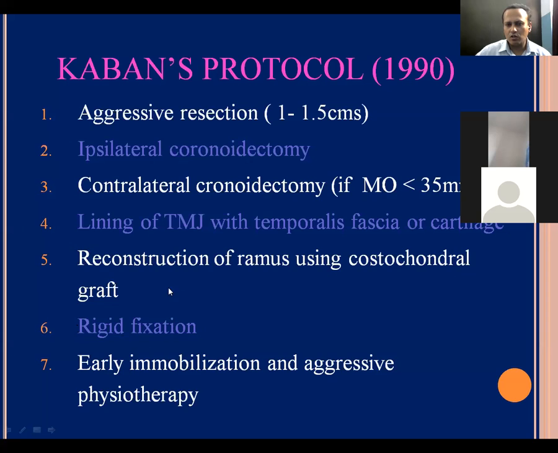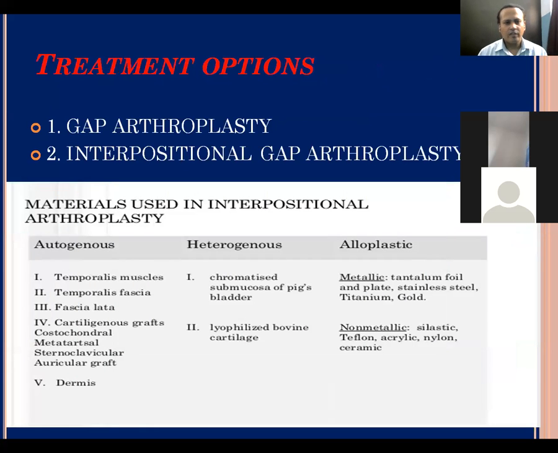Reconstruction of the ramus with osteochondral graft and rigid fixation is not considered in the case of adults. Whereas in adults, if the case is very severe, then we can do a complete joint replacement, that is replacement of the joint by titanium, stainless steel, acrylic or silicone structures. That is also called total joint replacement. Then these are the various interpositional materials: heterogenous, autogenous, alloplastic.